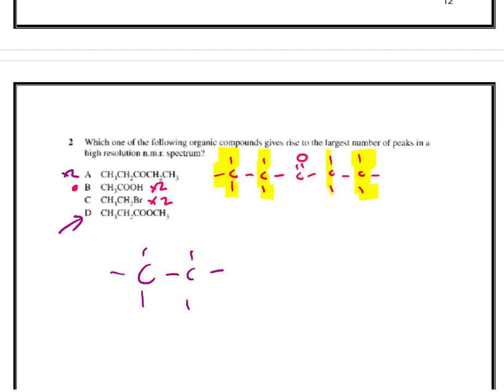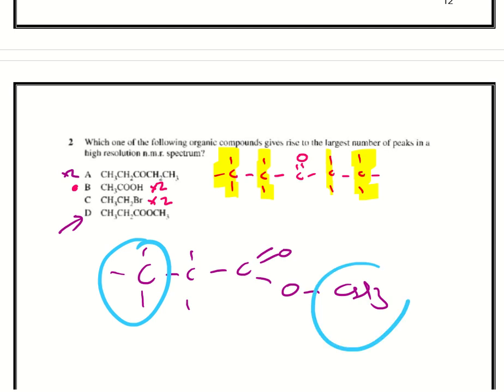Let's just draw D out. So this is D here, yeah. We're going to have a peak there. We're going to have a peak at that CH3, which is different from the original CH3, and we're going to have one here. So that one is the answer. That's going to give me 3 peaks.